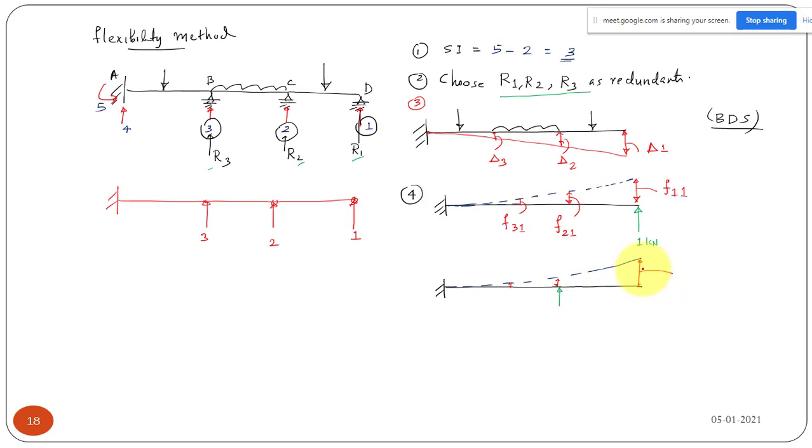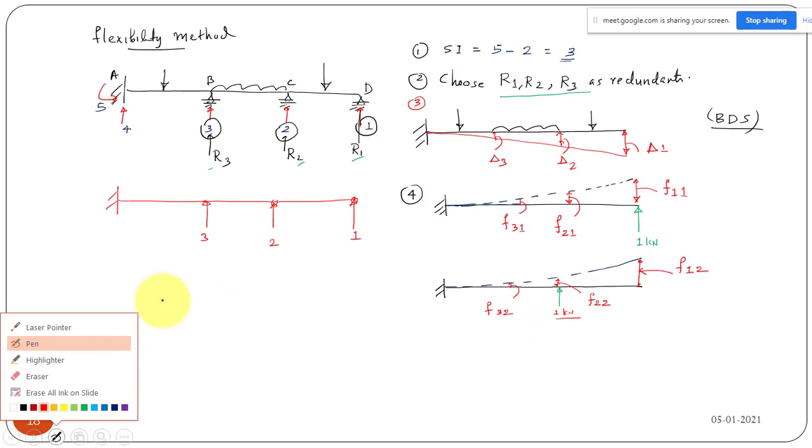So what we'll call this, it is a deflection at coordinate 1, and your unit load is at coordinate 2. Okay, this is your 1 kilonewton, and this is your deflection at coordinate 2, and due to unit load at coordinate 2. Okay, this is my deflection at coordinate 3 due to unit load at coordinate 2. Okay, similarly you can do it for the third coordinate also.